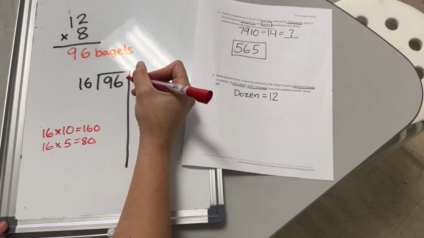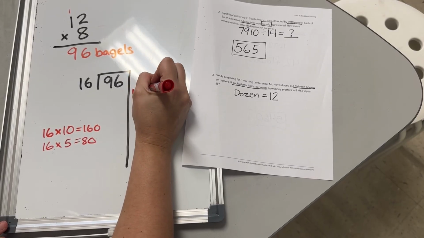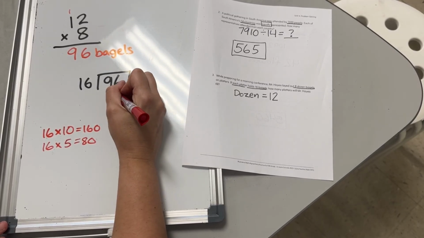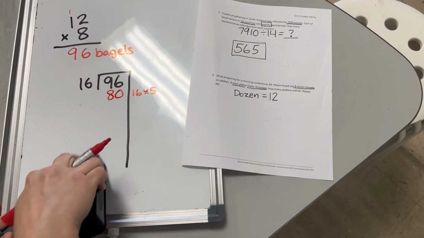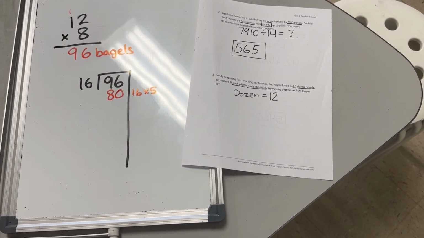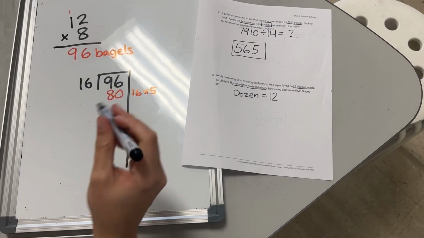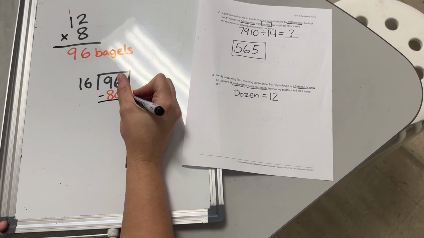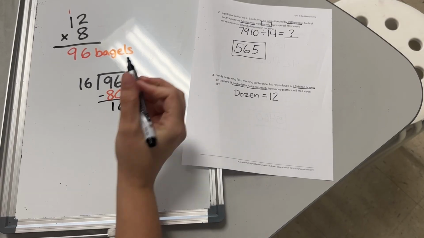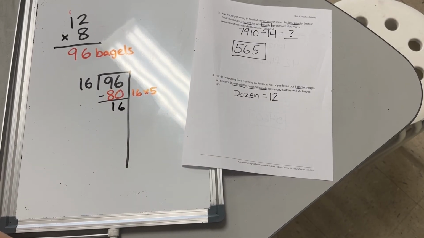So I'm going to start with 80. I'm going to say 16 times 5 is going to be 80. And I'll subtract that 80. Because remember, I'm trying to keep numbers that are easy for me to do. That means that the numbers I'm using might not exactly be the same numbers that you're using. I'm left with 16 left over.